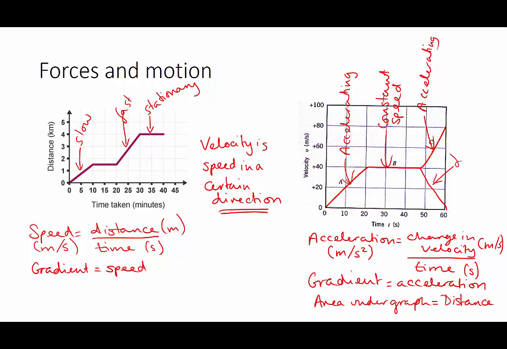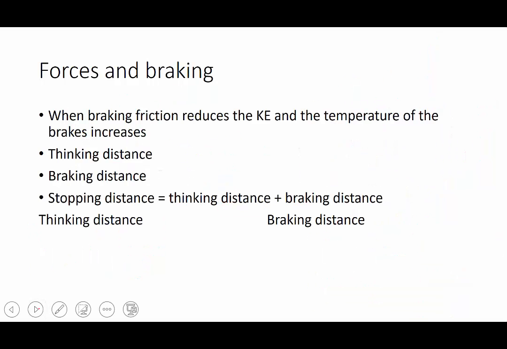Okay, if your velocity time graph is going downhill, then that shows a deceleration because it's getting slower. You need to know how forces are involved in the braking process. So when braking, we have friction, which reduces the kinetic energy of the vehicle. That kinetic energy is converted into thermal energy, so the temperature of the brakes and the surroundings increases.